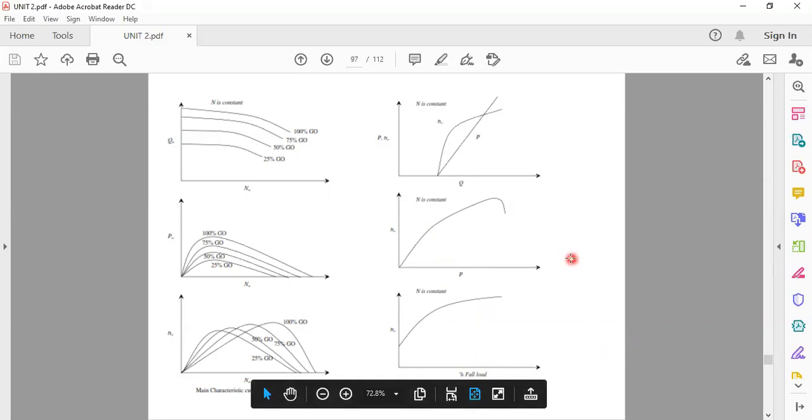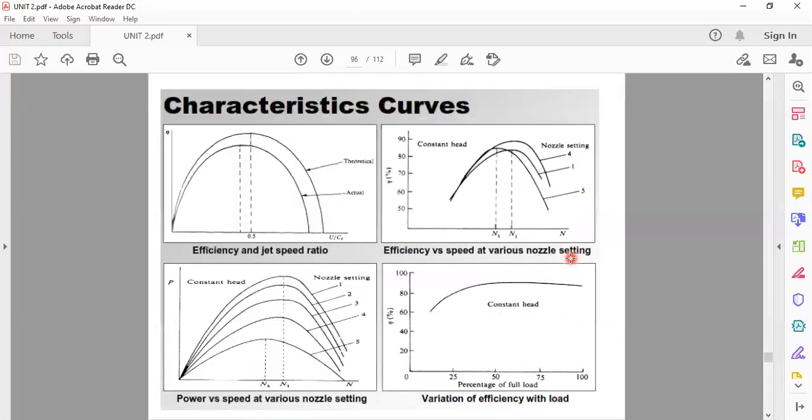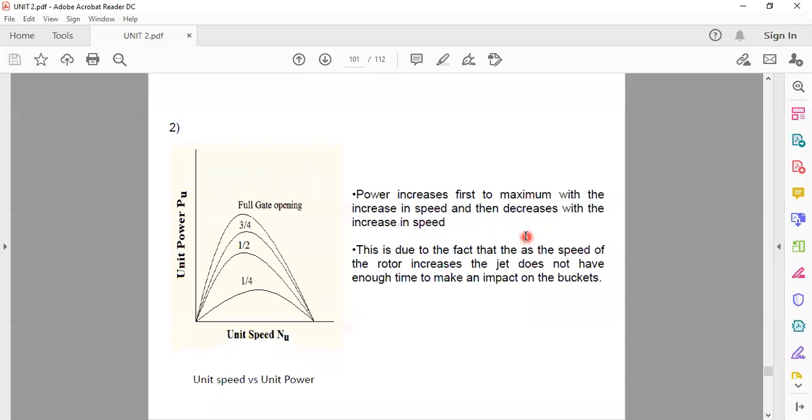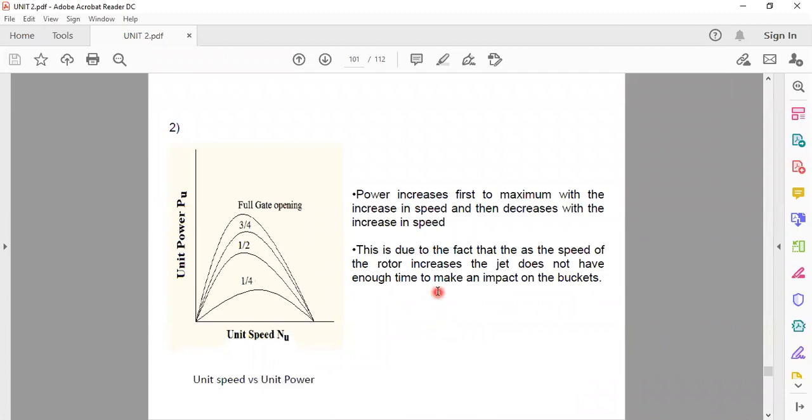Operating characteristic. Main characteristic: discharge is unaffected by the speed of the rotor, the jet comes out as a free jet from the casing of the turbine. Power increases first to a maximum with the increase in speed and then decreases with further increase in speed. This is due to the fact that as the speed of the rotor increases, the jet does not have enough time to make impact on the buckets.